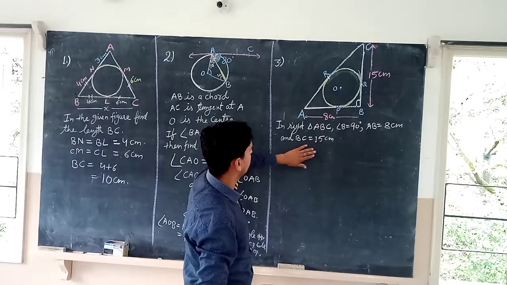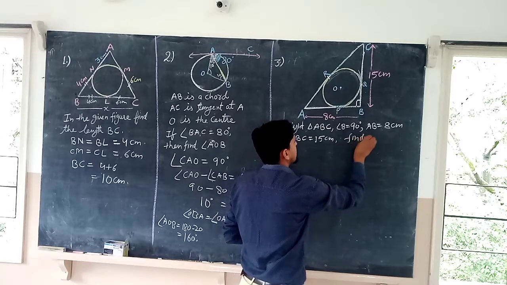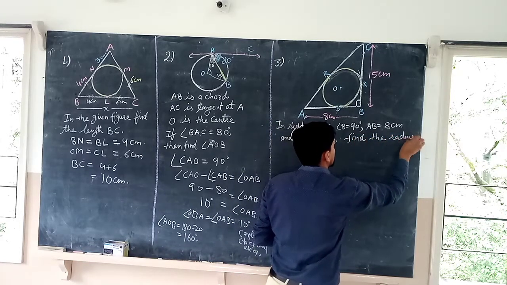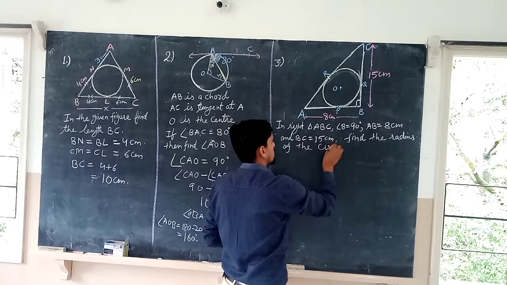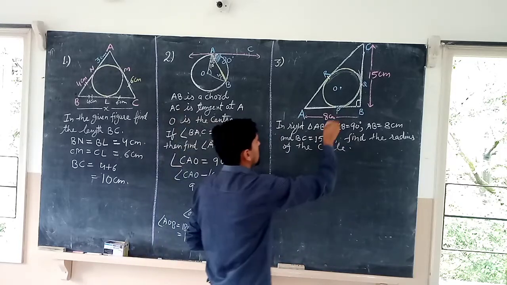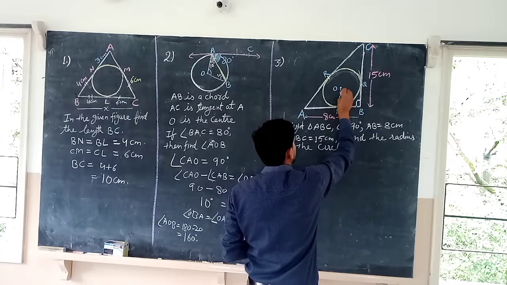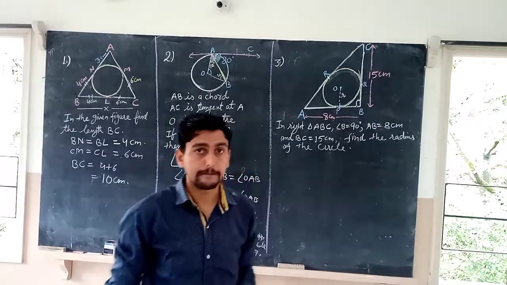And what we have to find out? We have to find the radius of this circle. So now we have to find out the radius of the circle. So now let's draw a radius from here. Let's say this is the radius. Okay, let's say this is R. Now we have to find out this R.